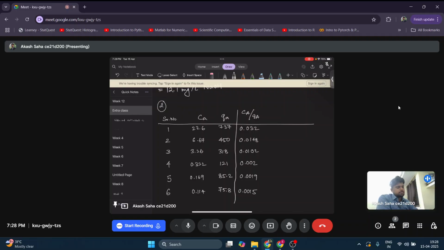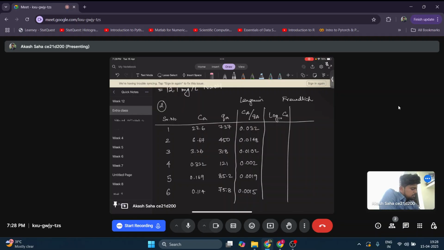Okay, so this is the first parameter we need. Then the next thing that we need is log to the base 10 of Ca. This is required for the Langmuir isotherm, and the next two things are required for the Freundlich isotherm. So we need log Ca, and we need log Qa.